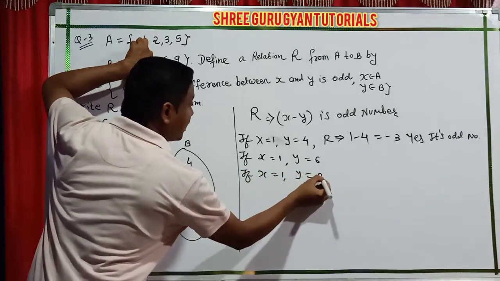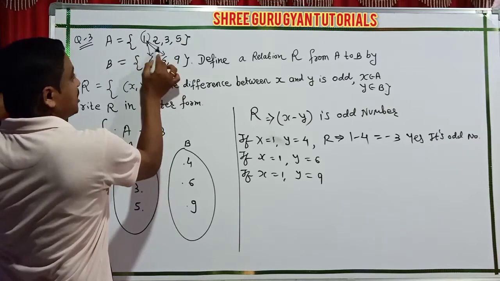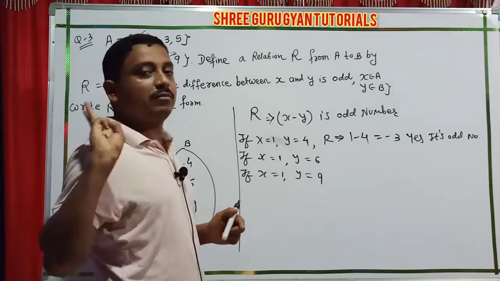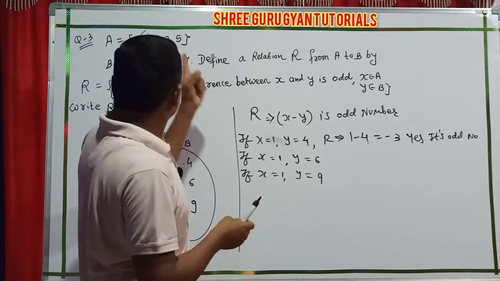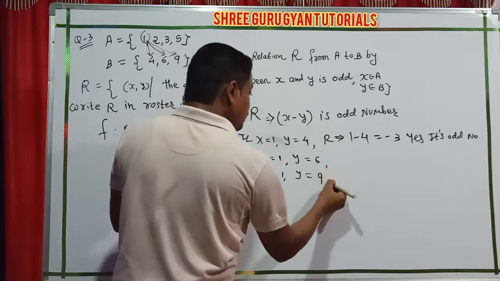But why am I taking 9? So 1 has 2: 1 to 4, 1 to 6 and 1 to 9. I am taking the pairing. After that, 2 takes the next, 3 and the next, 5. All of this I explain to you. So here the relation is what?